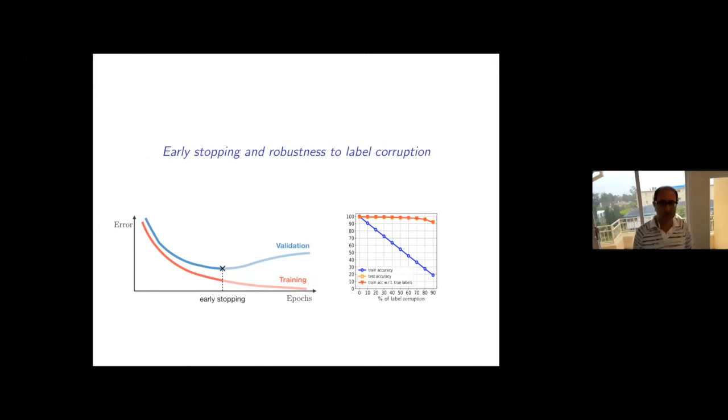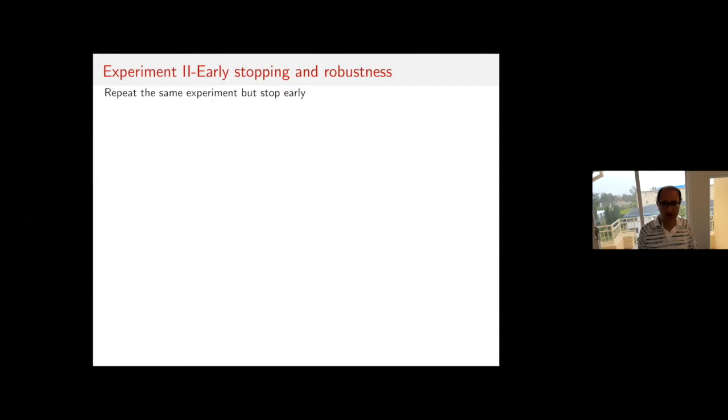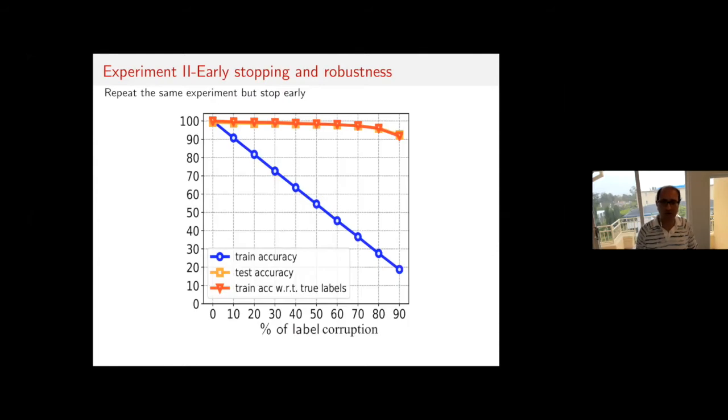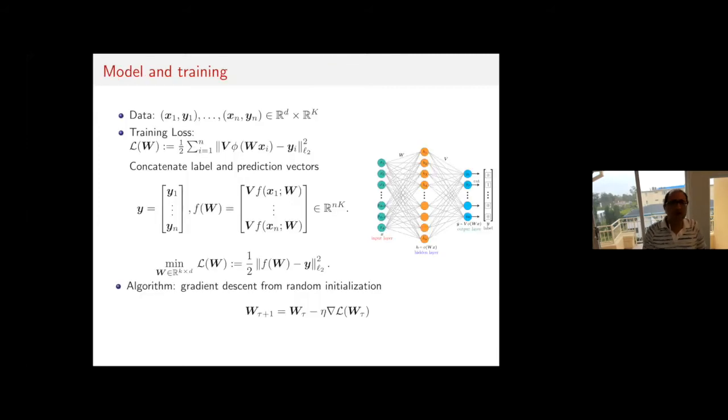So here, this is the experiment where we randomly shuffled a bunch of the labels, and we saw that with early stopping, you still get perfect accuracy with respect to the true labels, and also in the test data. So we're going to look at a simple model for this.